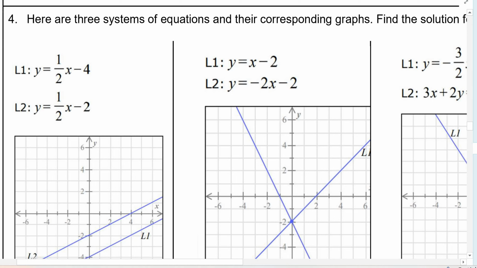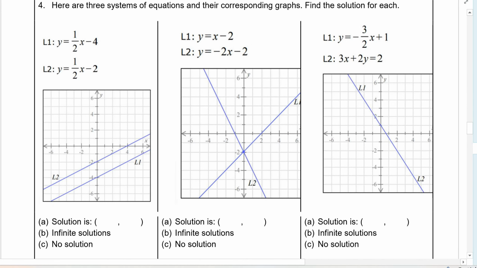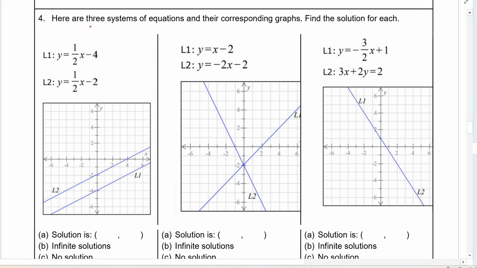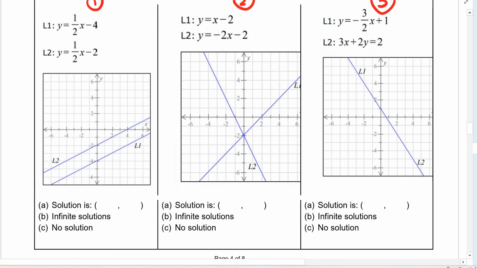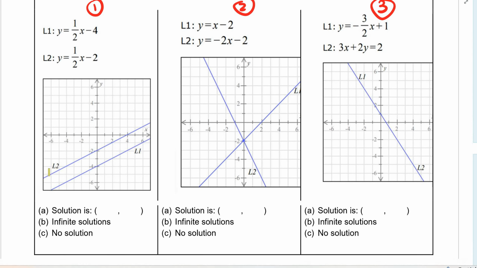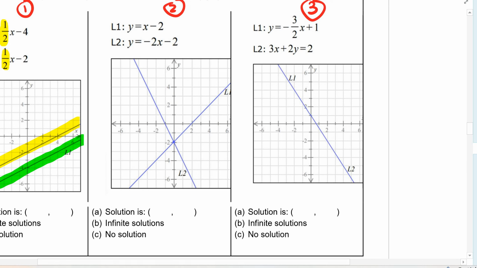Okay, let's move on to the next one. A few more vocabulary questions here. Here are three systems of equations: the first one, the second one, and the third one, and we have to find the solution for each. For this very first system, both of these lines, line 2 and line 1, are parallel, so they never intersect. So there's no solution in this particular example, and we can verify that we have the same slopes. If you have the same slopes, you'll have parallel lines. In the second system, they do intersect at the ordered pair (0, -2). So there is a solution, and the solution is (0, -2).